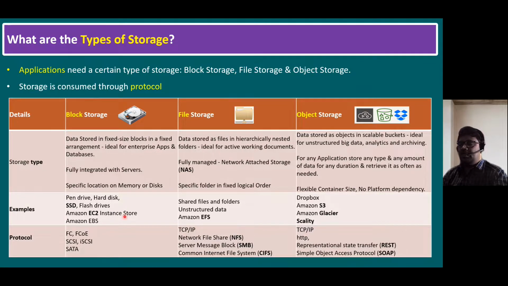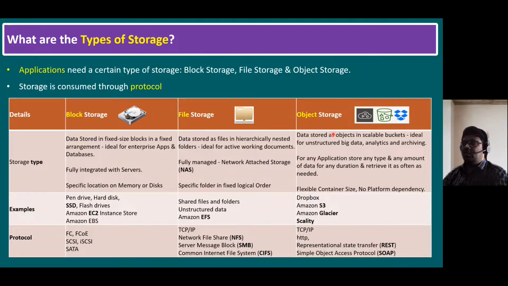And let's understand the examples. For block storage: normally the pen drive, hard disk, solid state drive, flash drives, Amazon EC2 instance store, and Amazon EBS, Elastic Block Store. These are all examples of block storage. When it comes to file storage examples, every organization has shared file servers. Either you can use a normal NAS file server or you can use DFS, distributed file system, mainly for unstructured data, and Amazon EFS, Elastic File System, is also one example.